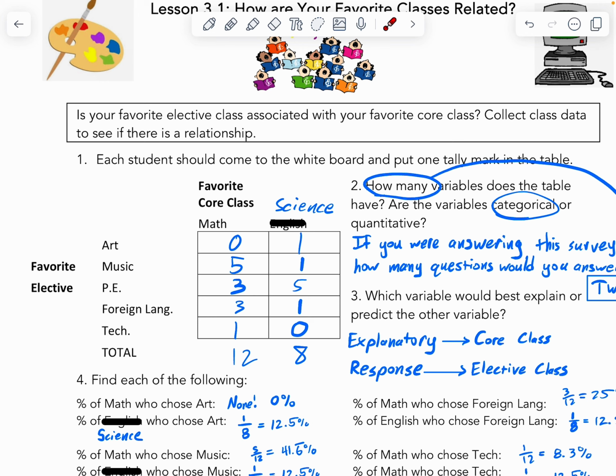So you would be asked, what's your favorite core class between these two? And then you pick that and then pick your favorite elective over here. And this is our results. So we had nobody that preferred math and art. We had three people that had math and foreign language, one science and art, so that kind of thing. So 12 people preferred math, 8 people preferred science.